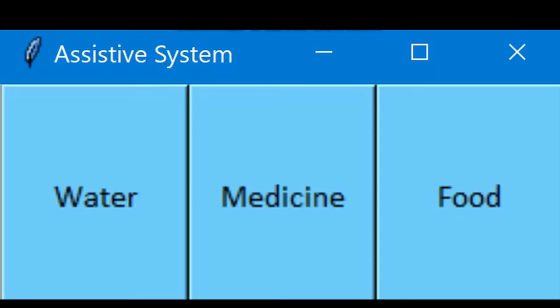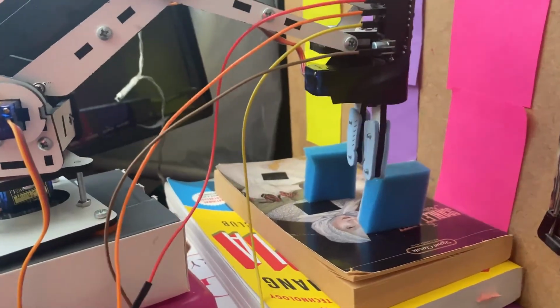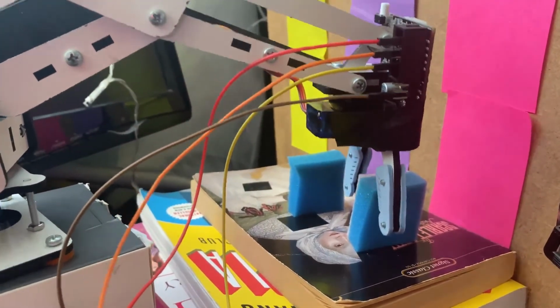For the robotic arm, when the user requests a specific object, the arm is able to retrieve that object, drop it off, and return back to its starting position.